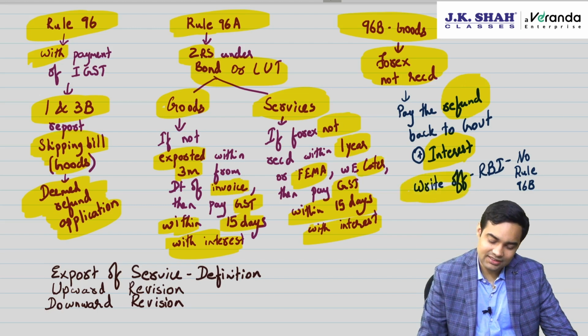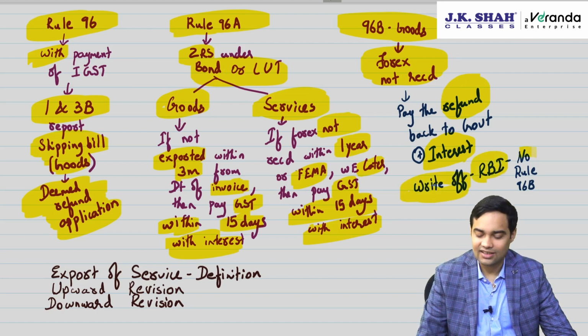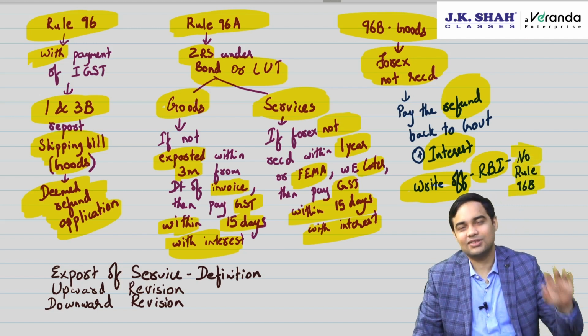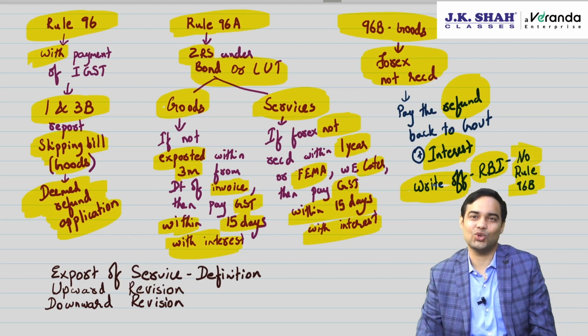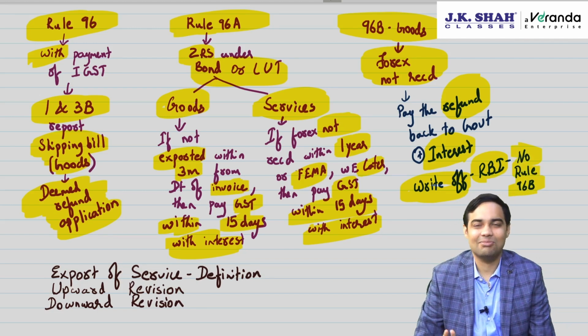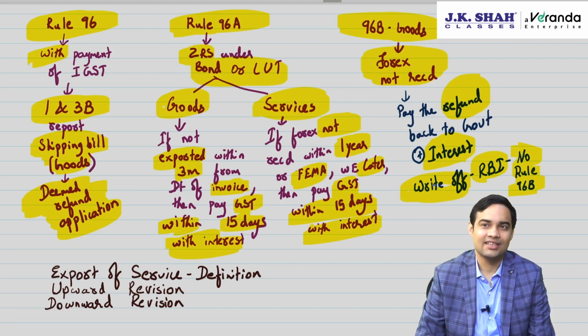There is one exception. Say suppose RBI writes off the requirement of receiving foreign exchange, then Rule 96B will not apply. No need to give back the refund. Say suppose my recipient is in Ukraine, a war affected zone. I applied before the war. Now I am not getting money because his shop is not there. Then I can make an application to RBI saying that please write off the requirement of receiving forex. If they write off the requirement of receiving forex, then it will get cancelled. Clear?